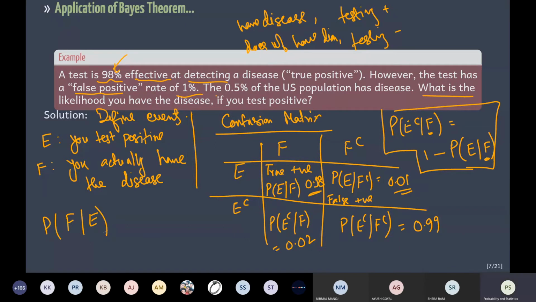So F given E is indeed not here in the table, okay? But we should be able to get it via Bayes theorem. What we have is the other way around, but this is why the Bayes theorem is used, to get the other way, right? So the probability of F given E will be how much, right? So that we can calculate using the Bayes theorem, which is probability of E given F, okay, probability of F divided by probability of E. And probability of E, you can expand using the total probability.